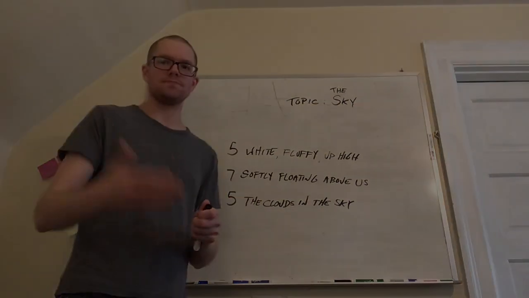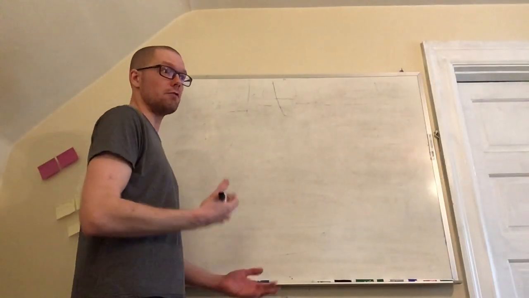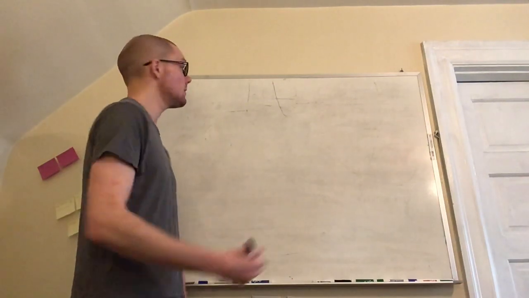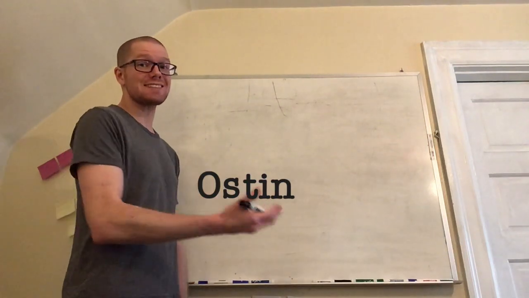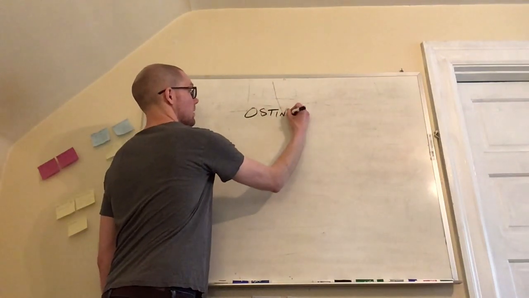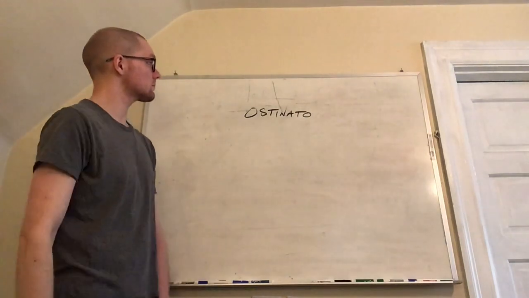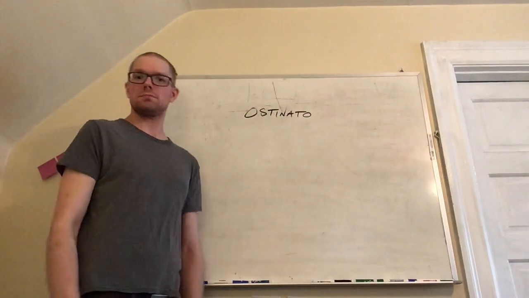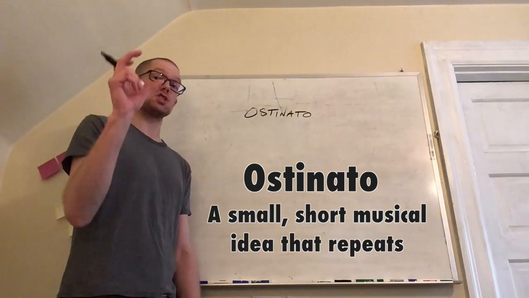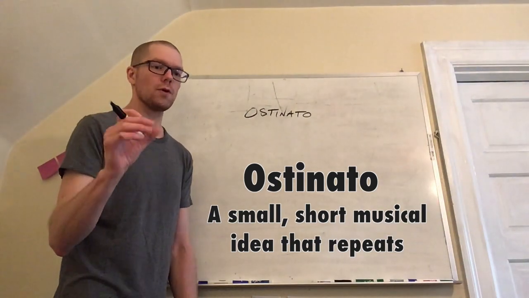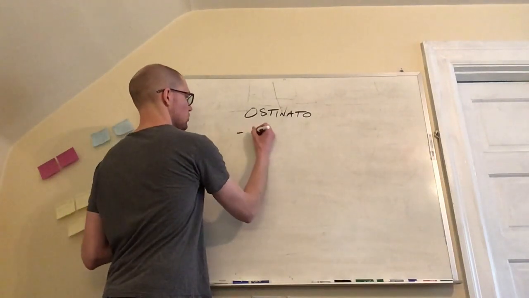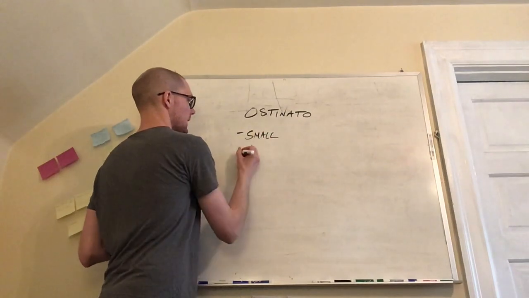Now on to the performance part. Another vocab word we're going to need for this. One we have is haiku, right? The other one is ostinato, spelled like this. Ostinato. And an ostinato in music is just a small repeated musical idea. So the keywords here are small and repeats.